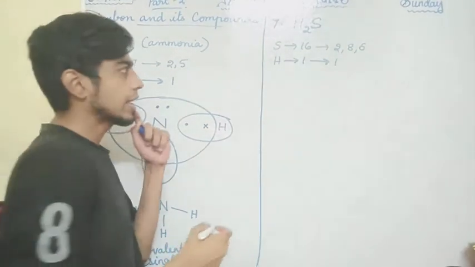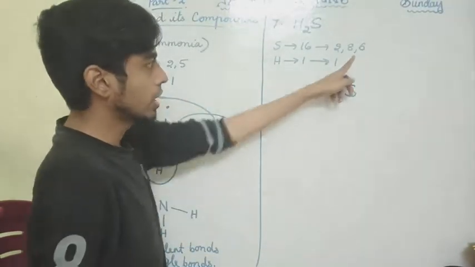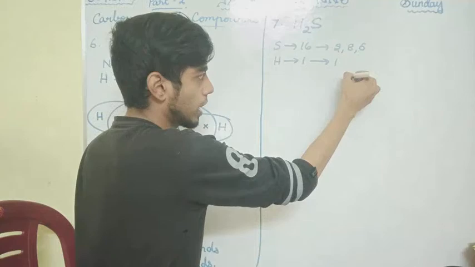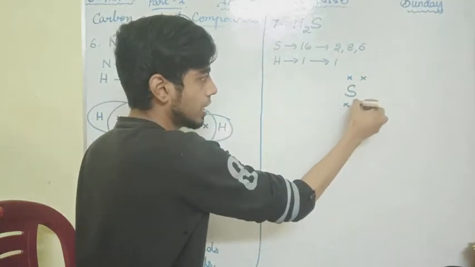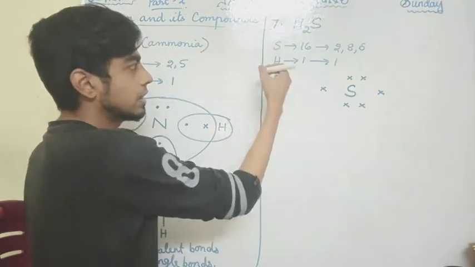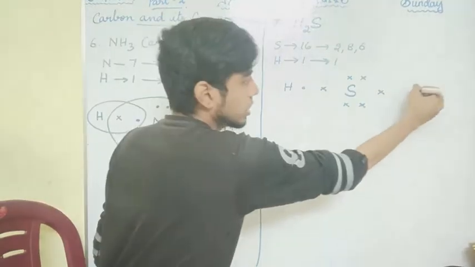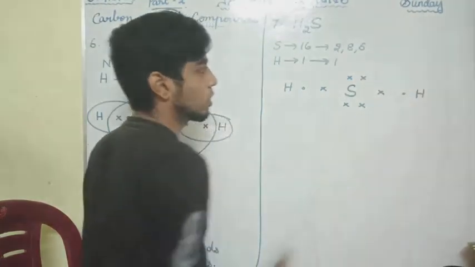So let me do this for you. So sulfur, 6 dots I am keeping. 1, 2, 3, 4, 5th dot this side and 6th dot this side. And this side one hydrogen, 2 hydrogens are there. So this side another hydrogen I am drawing.